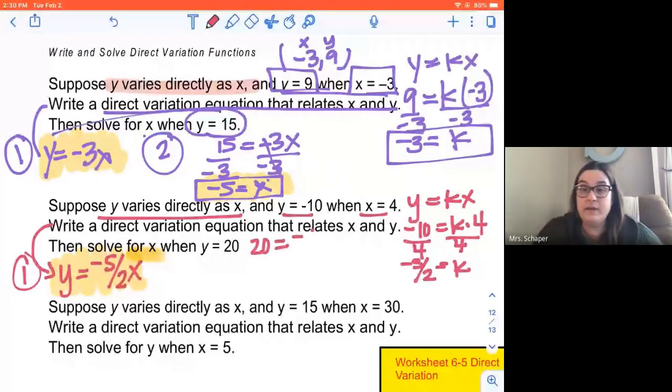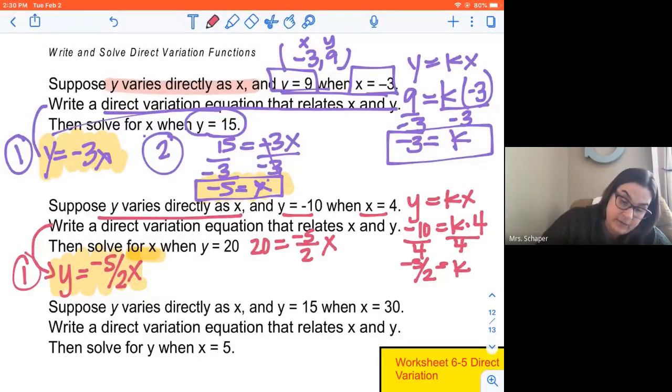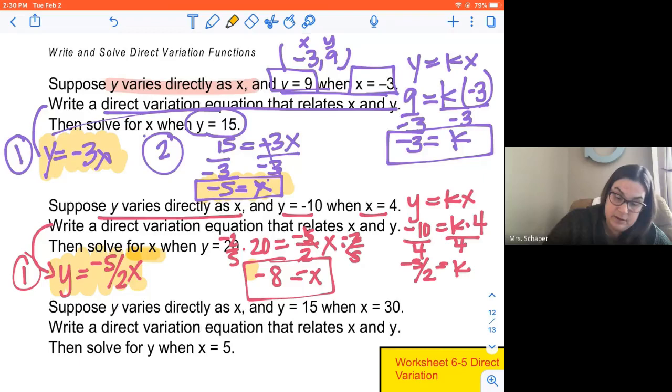All right, so now I have an equation, one step. I need to multiply both sides by the reciprocal. That's how I'm choosing to solve it. So x is equal to -8. That's the second answer to my question.